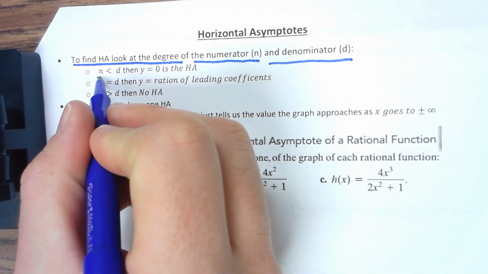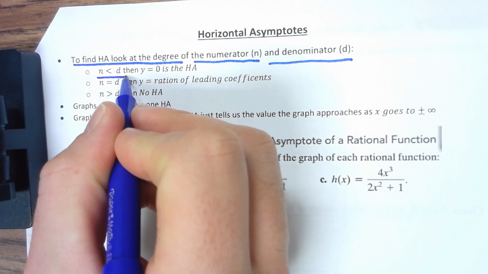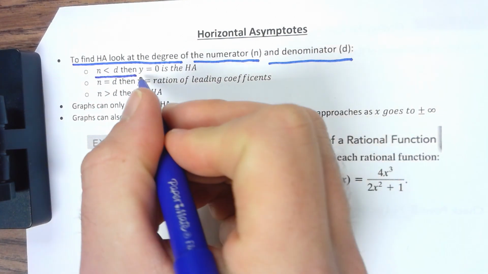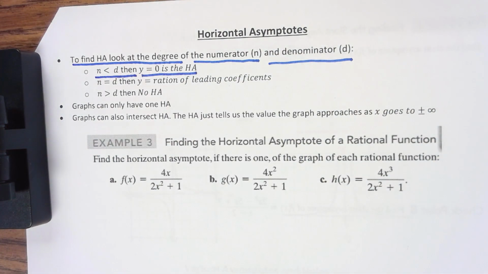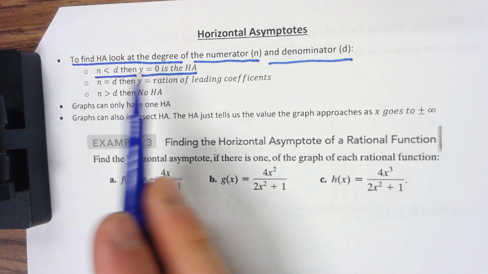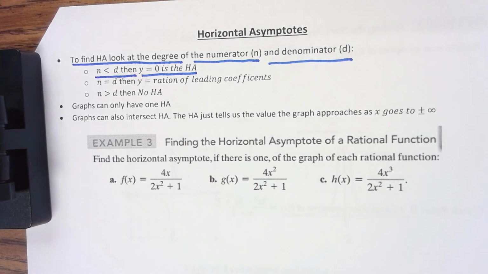When the degree of the numerator is less than the degree of the denominator, then our horizontal asymptote is at y equals 0. And when we get to these examples, I'll explain to you how I remember these. Because to be honest, I don't have these rules completely memorized, okay? I think about it in a completely different way, which I will share with you all once we go through a few examples here.